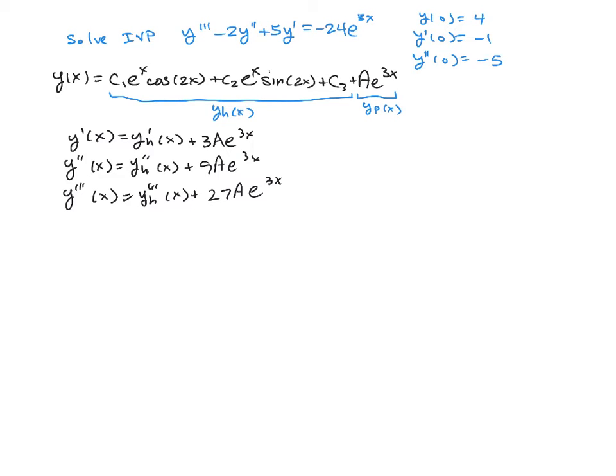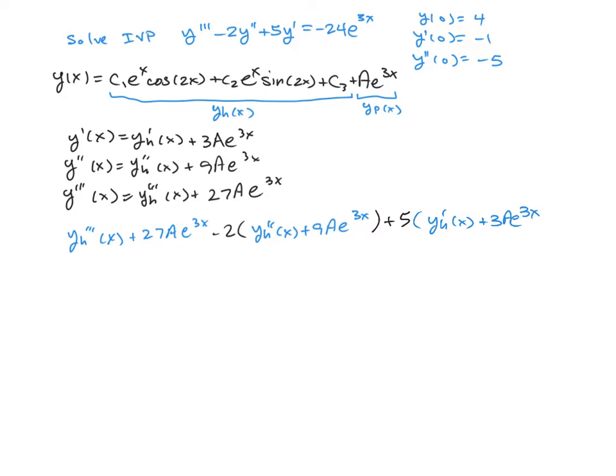So we're going to have our yh triple prime of x plus 27a e to the 3x, and then minus 2 times the second derivative, which was yh double prime of x plus 9a e to the 3x. And then we have plus 5 times the first derivative, which was yh prime of x plus 3a e to the 3x. And that must equal negative 24 e to the 3x.